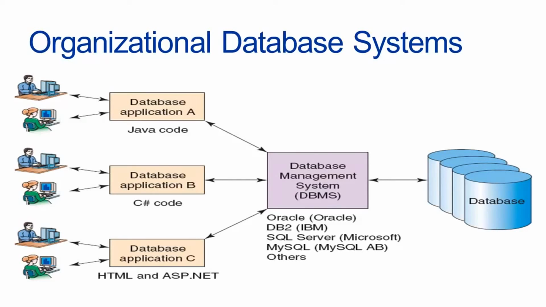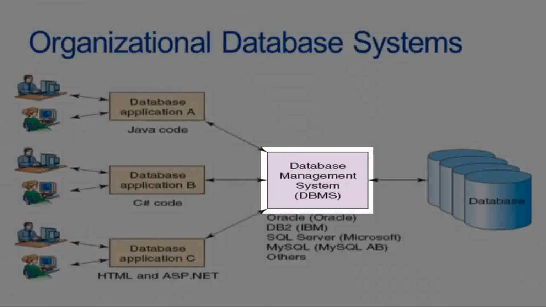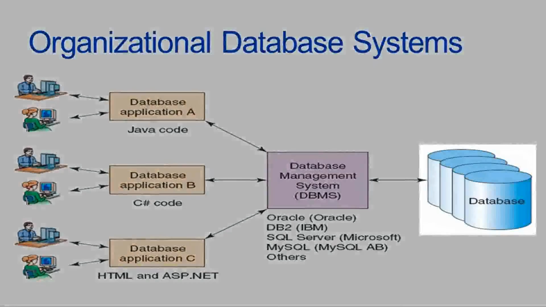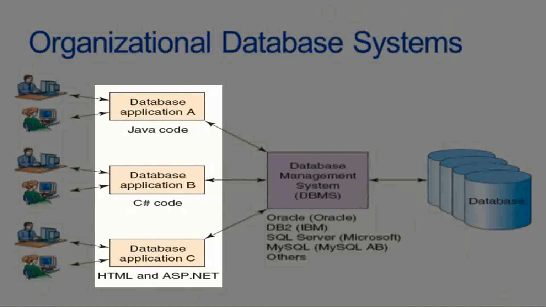So here we see a graphical example of these enterprise-level database systems. The DBMS, again, serves as an intermediary or a gatekeeper between the databases and all of the various database applications that want to rely on the data in those databases. And they can be mobile applications, applications that are written in Java or C#, or even web applications that might be ASP.NET or PHP apps.